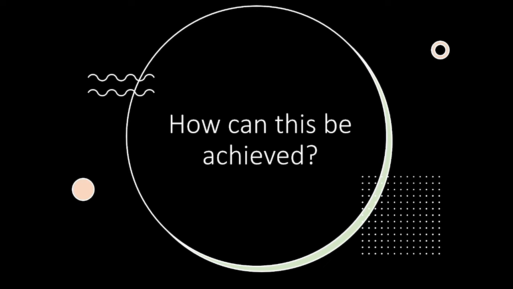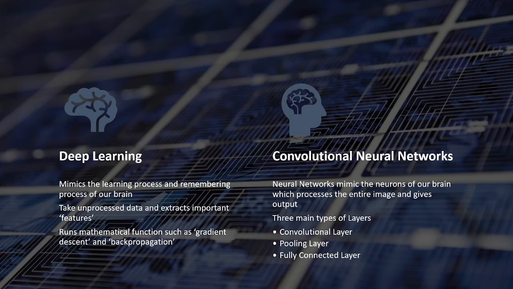Now, how can this be achieved exactly? What do we really need to do in order to achieve good accuracy in computer vision, and how will this help us? There are two main ways of achieving good accuracy in computer vision. One is deep learning, the other is convolutional neural networks.